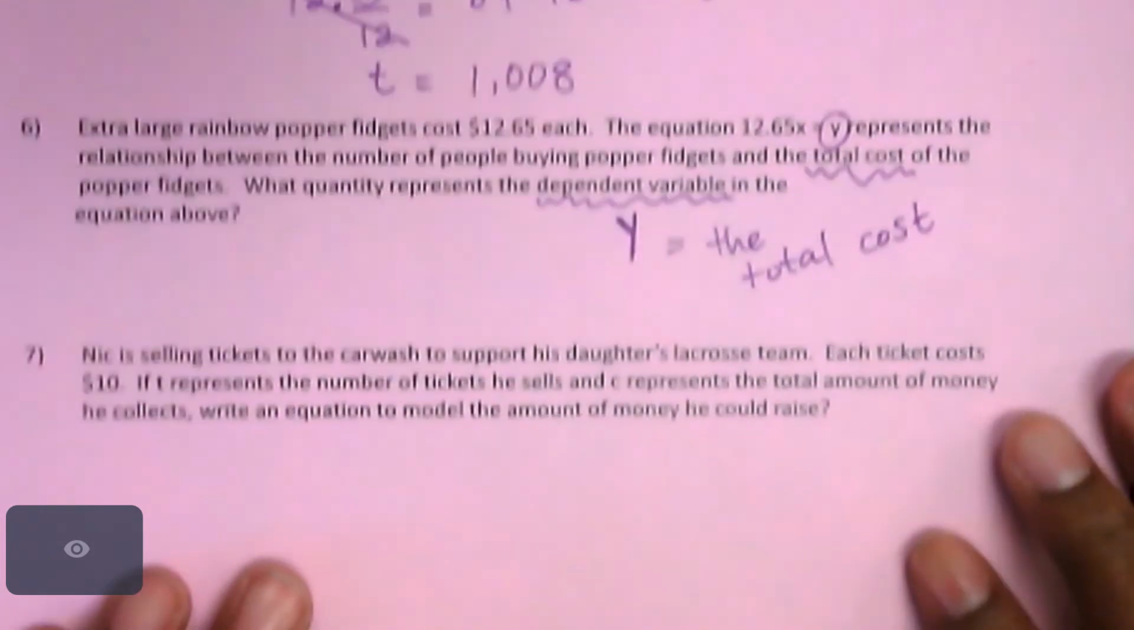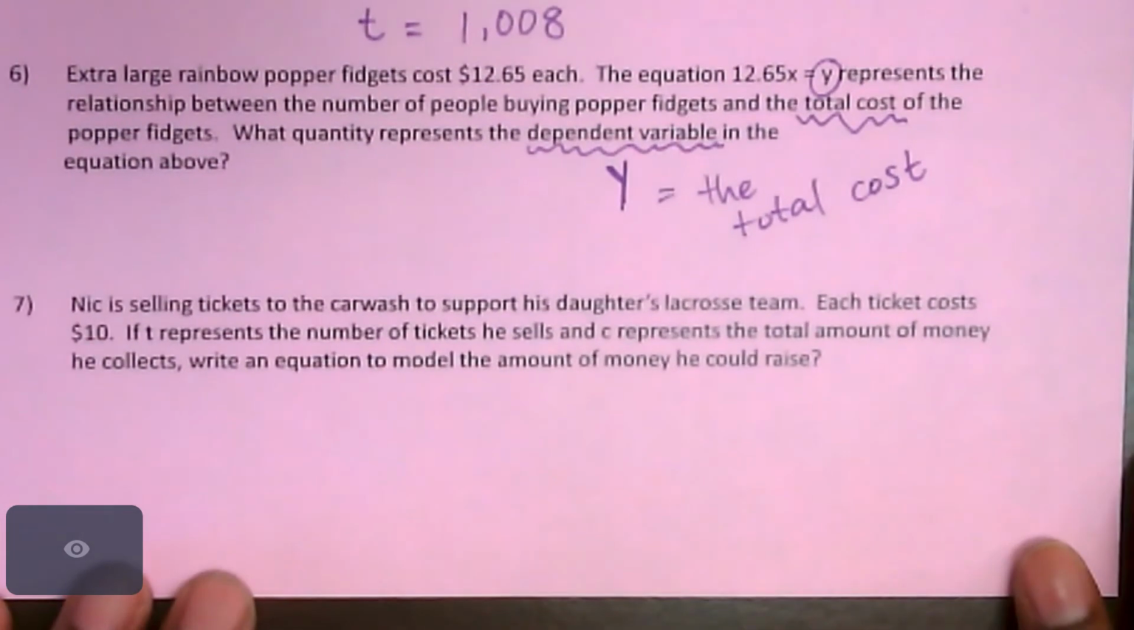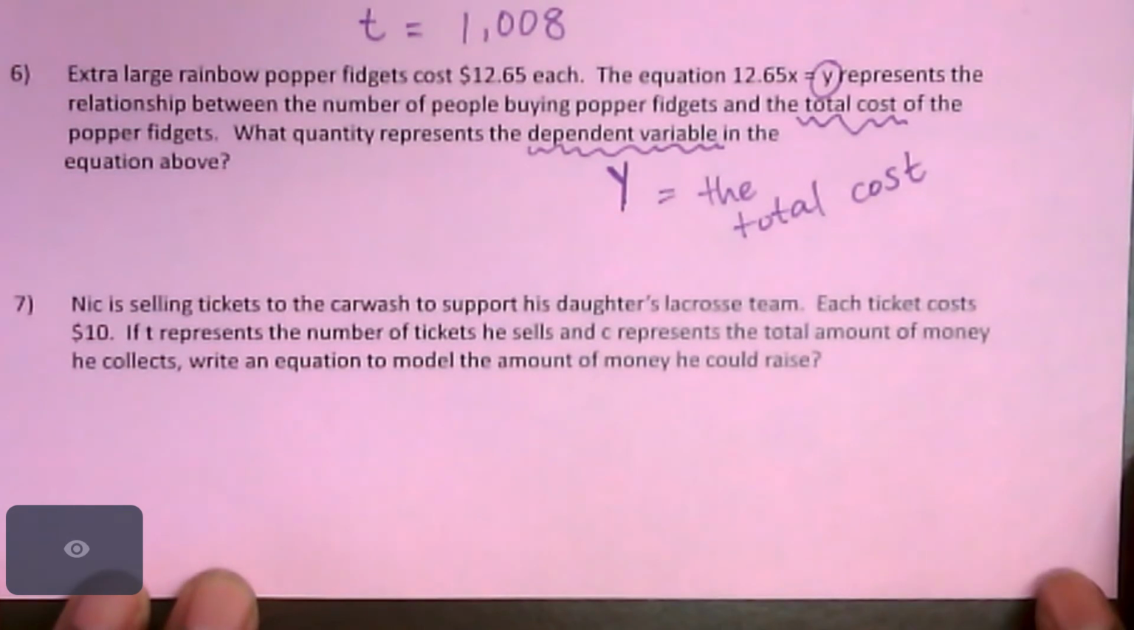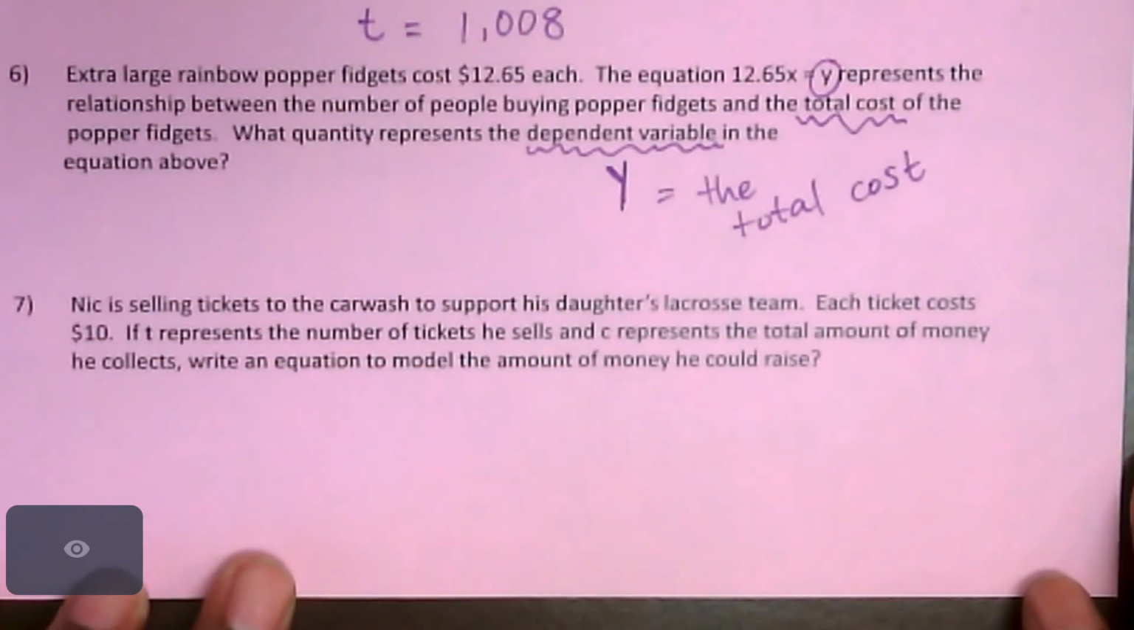All right, let's look at number 7. Nick is selling tickets to the car wash to support his daughter's lacrosse team. Each ticket costs $10. If T represents the number of tickets he sells and C represents the total amount of money he collects, write an equation to model the amount of money he could raise.